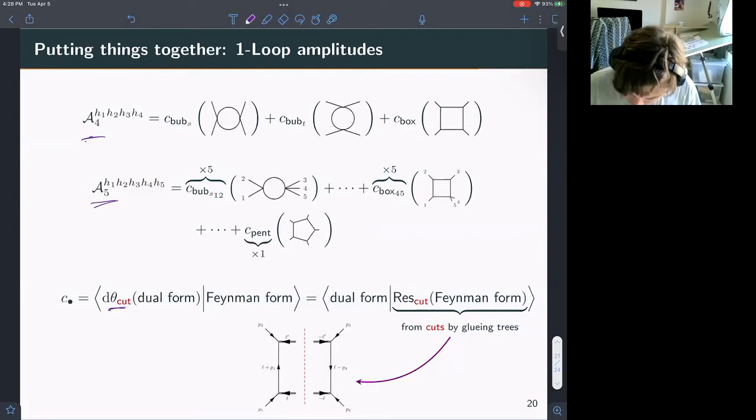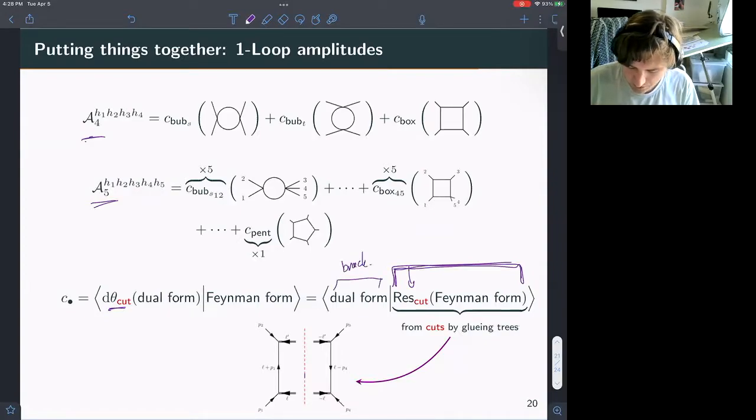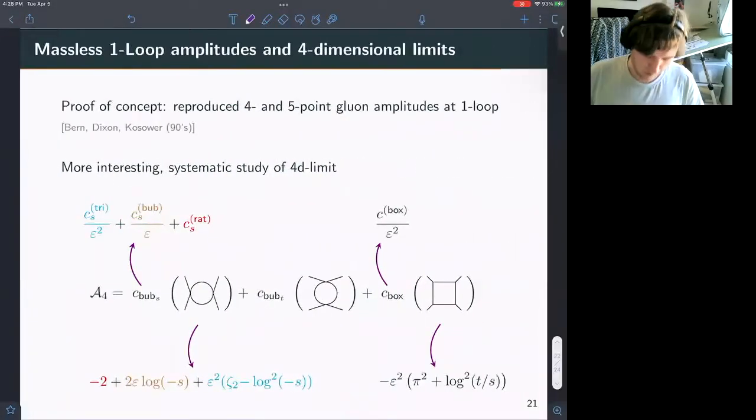We move that over to the right-hand side. It becomes a residue operation. This factorizes whatever Feynman integral was sitting there, and so we can get whatever sits here after this residue has been taken just by gluing cuts. And then we have some leftover part which has to do with the branches and making sure that has compact support. Okay, so yeah, as I said, we've done a proof of concept. We've reproduced the 5- and 4-point gluon amplitudes at one loop.